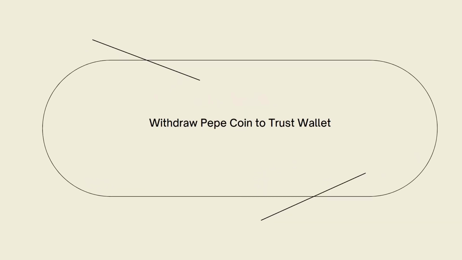Withdraw Pepe coin to Trust Wallet. Once your purchase is complete, withdraw the Pepe coin from the exchange to your Trust Wallet. Obtain your Pepe coin wallet address from Trust Wallet and provide it as the withdrawal address at the exchange.